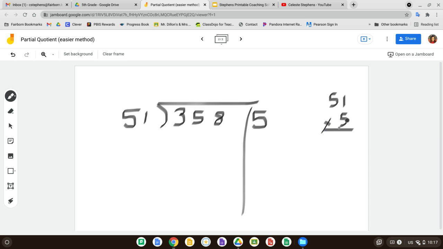And so once they do that, they're going to figure out that the answer is 255. So they're going to see how close that got them and how big of a chunk that took care of. So you have 255. And then once they subtract that to see what they're left with, they can see, okay, I have 103 left.